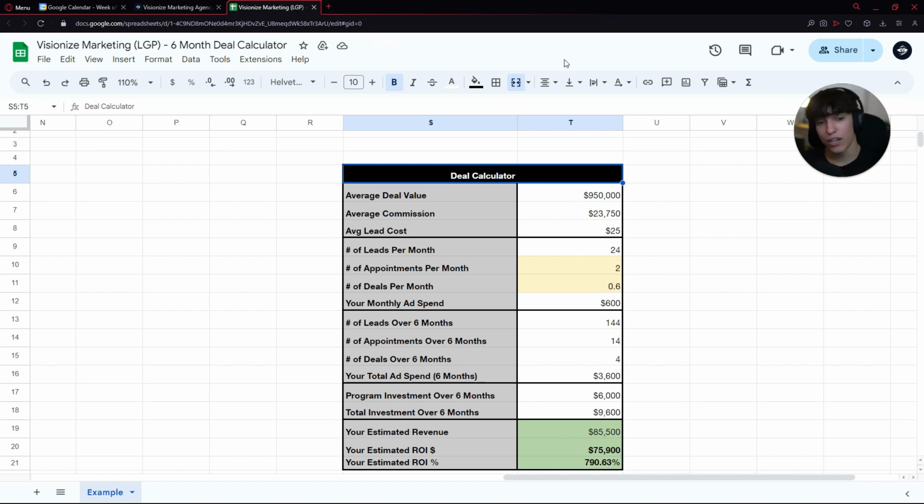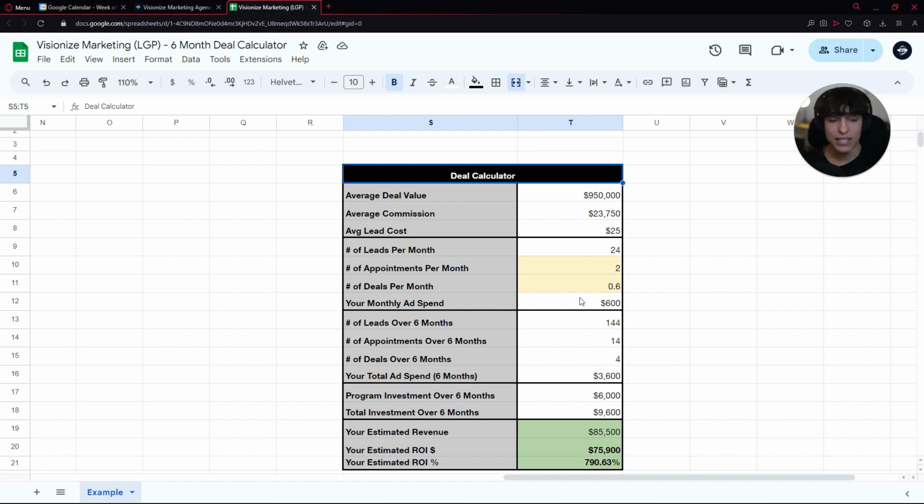Now, right here, I have an example pulled up where the average house price is close to $1 million. The average lead cost is $25, and that's really only going to result in 24 leads a month, 2 appointments, and 0.6 deals per month. And that's all at a $600 monthly ad spend.